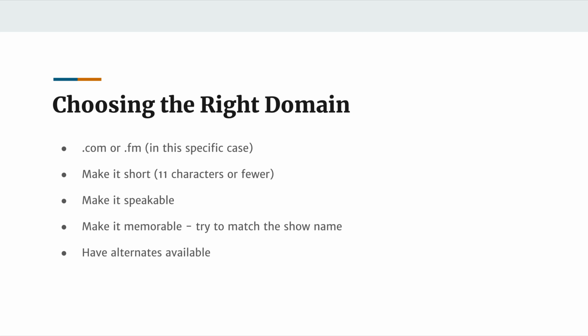Make it memorable. Again, try to match the show's name. So you have a show or a podcast title in mind. Make sure you get a domain that matches that or something close to that. And have alternatives available. Just like we were talking about with the numbers, you want to try to have a couple of variations that are all pointing to the right spot. That way, even if people accidentally typo or forget the domain, they get directed to the same area. So I might have howibuiltit.com, howibuilt.show, and howibuilt.it.